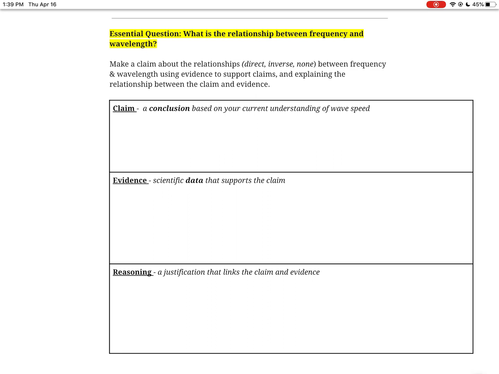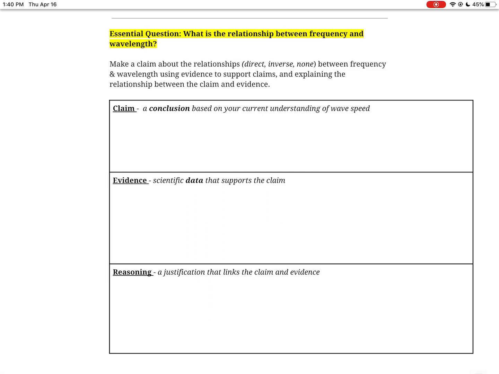Your evidence then will be from your collected data on the sim. So what evidence do you have, what data demonstrates that your relationship is whatever it is that you said it was in the claim? Your reasoning then is a discussion. It connects your evidence to your claim. So in your evidence section, you cited what data you have. Now the reasoning goes, okay, so what? How does that evidence support your claim?